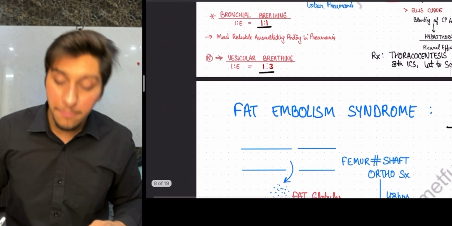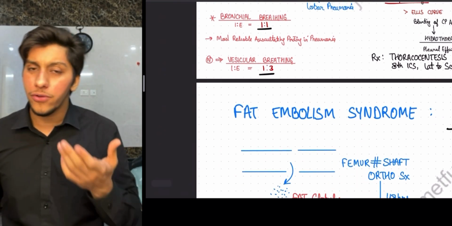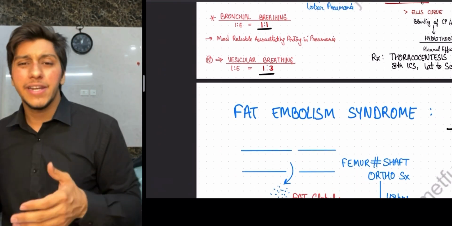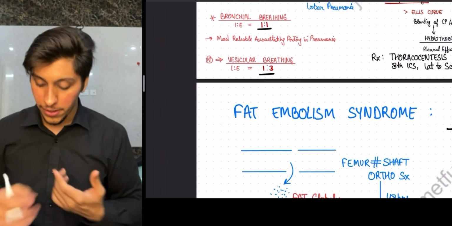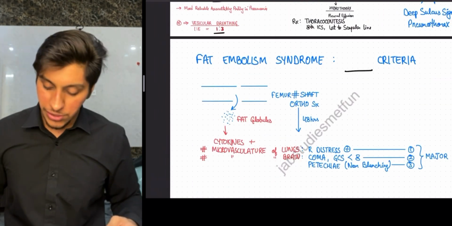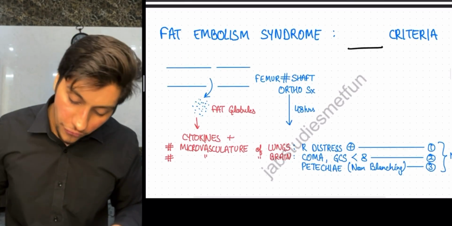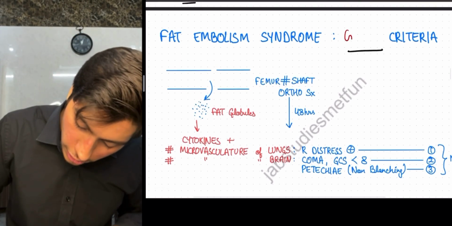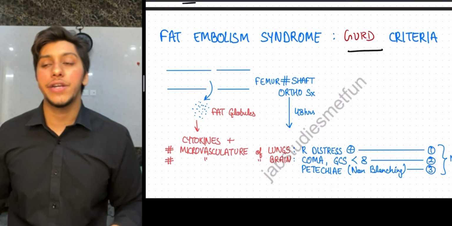Let's talk about fat embolism syndrome, a topic ideally for ortho, but let's discuss it here because it has some relation with respect to our respiratory topic. So guys, first of all, you need to know what is the criteria for fat embolism syndrome. The criteria which is used for fat embolism syndrome is the Gurd criteria.